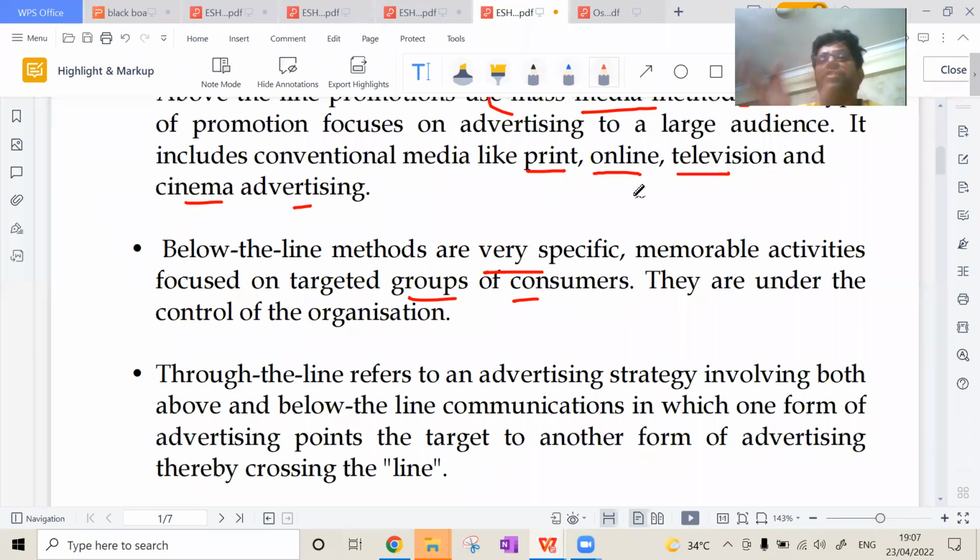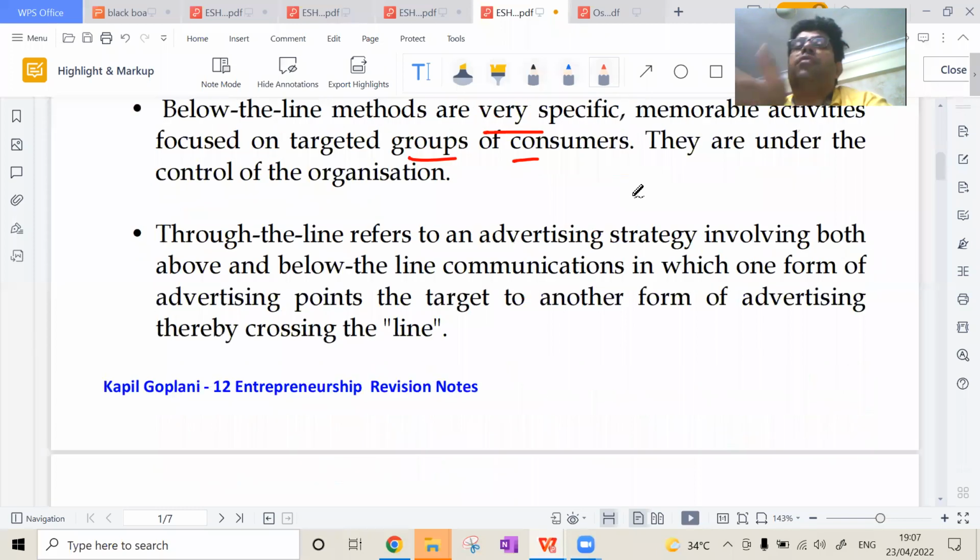So first I have to search how many persons are diabetic, and then I have to convince them that you should take this medicine, you will have a benefit. So that is below the line, in which it has to be specific, a targeted group. Next is through the line, beta. In through the line, the strategies of both above the line and below the line are utilized. Suppose, for example, I have given an advertisement in cinema also, and I am going door to door to get my particular business popularized. So that is through the line.